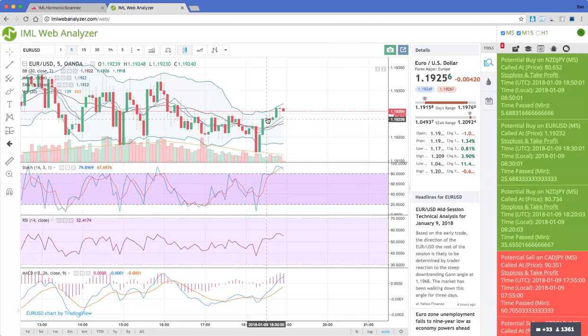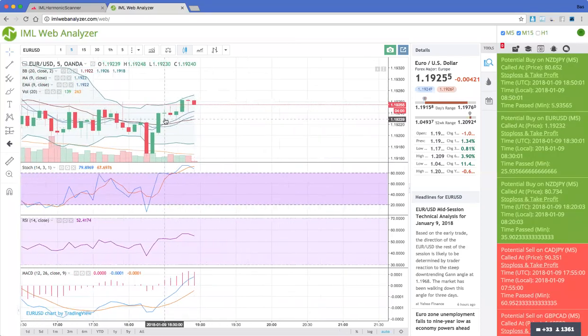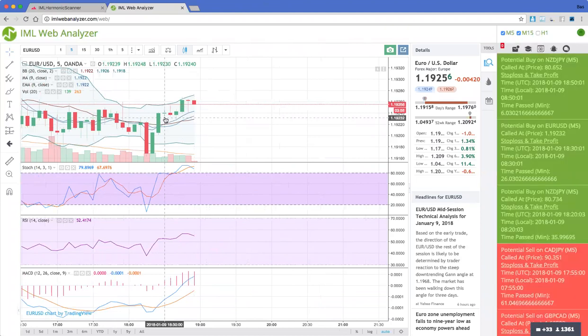1.9232. So 1.9232, actually here, at the bottom of this green one. I can maybe zoom in a little bit more. Here, 232, exactly here. This is the moment that they said, okay, potential buy.